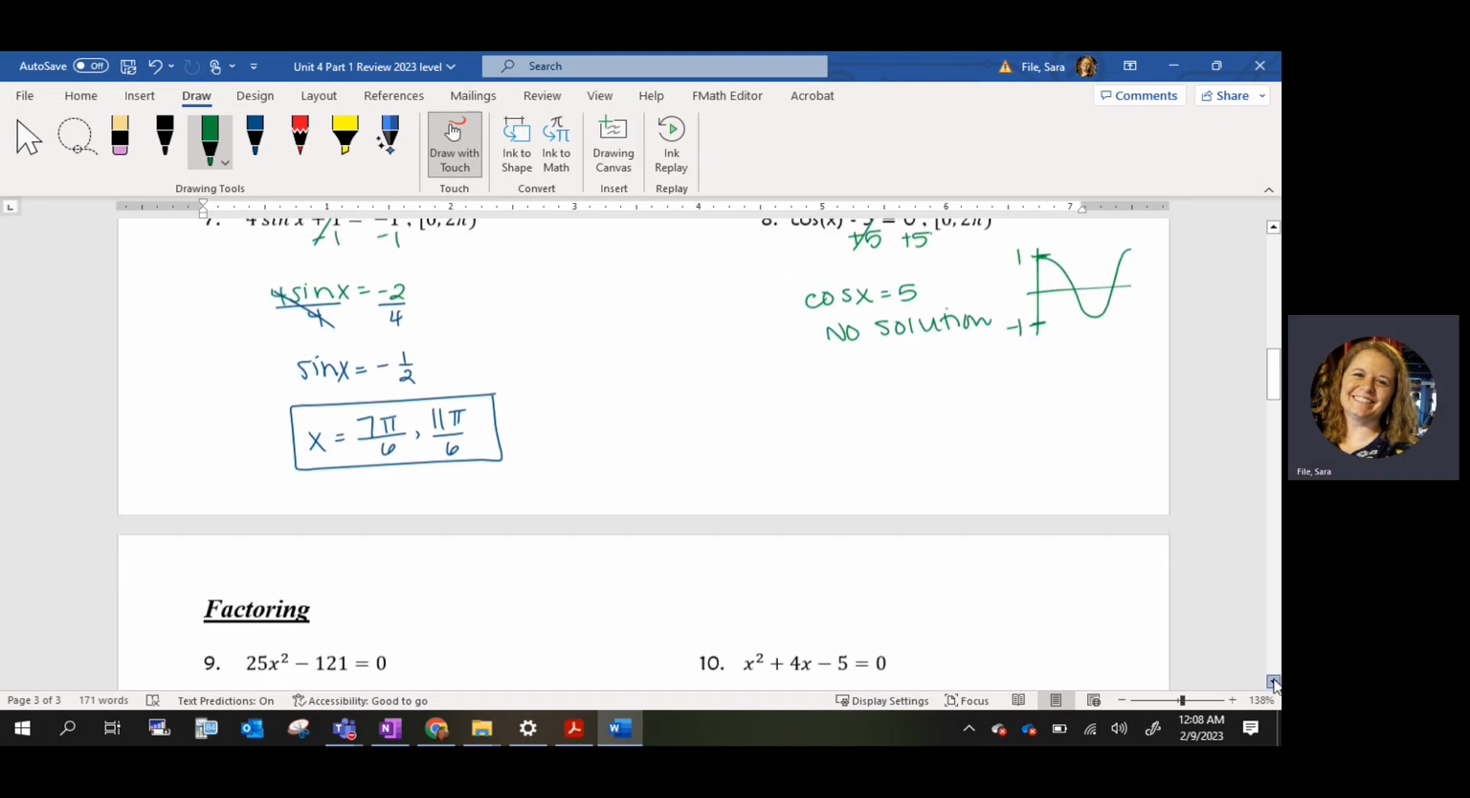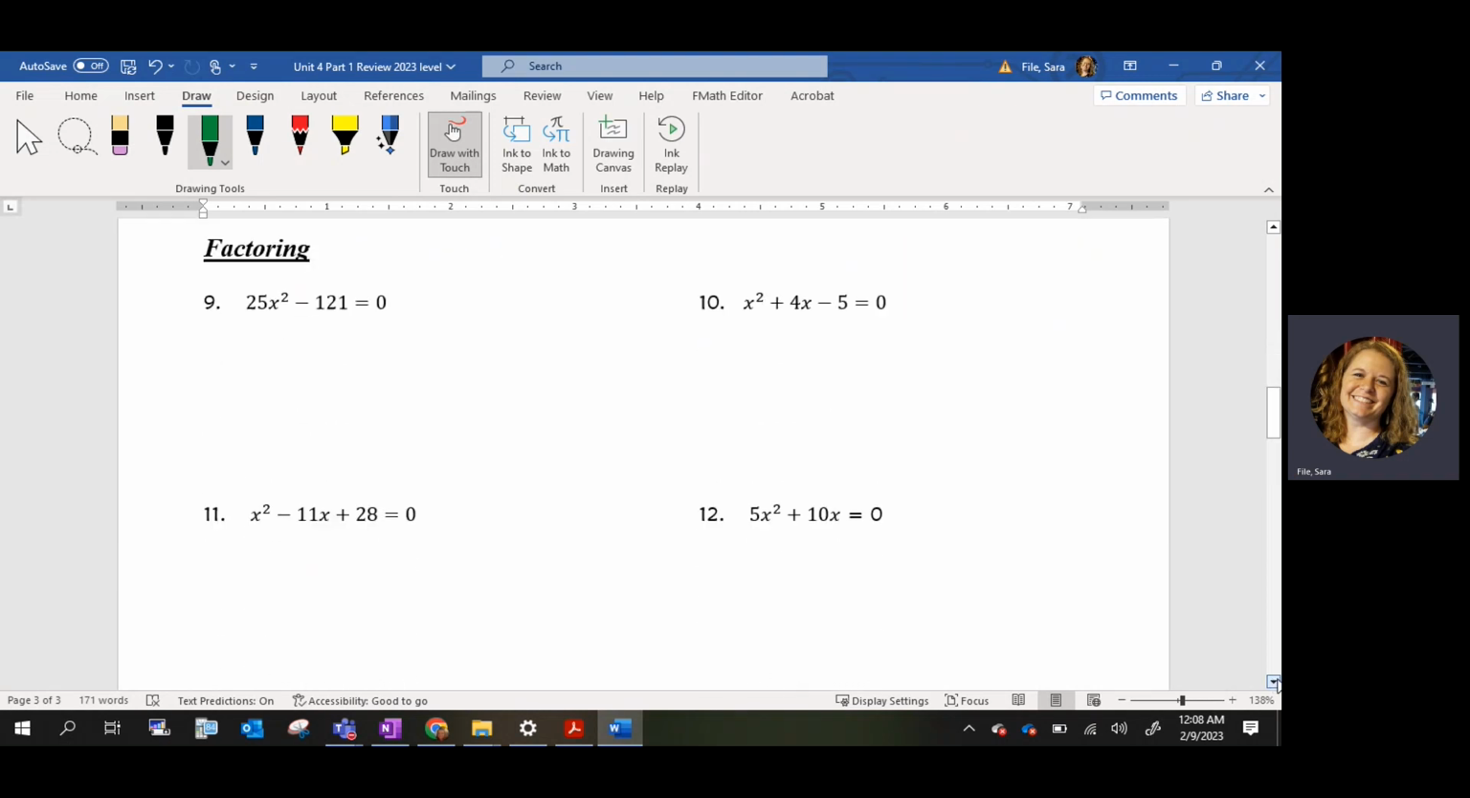All right, then we're going to move into quadratic form. So it's not just x, it's now going to be x squared, or x squared and x. In the trig ones, instead of just being a trig function, it's going to be a trig function squared. So let's refresh on your factoring processes.